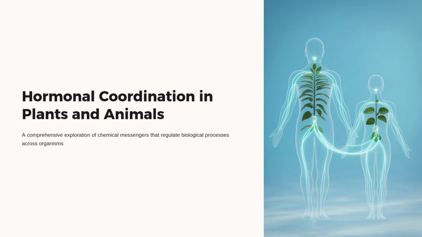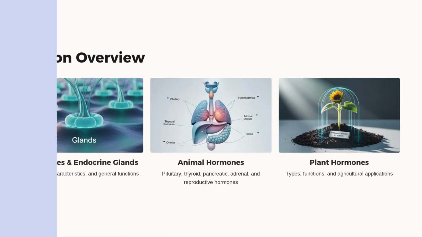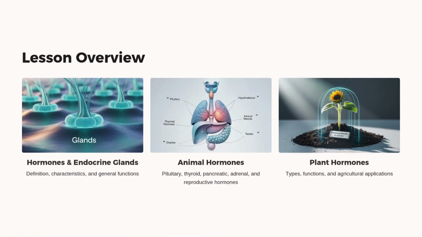Hormonal coordination in plants and animals. A comprehensive exploration of chemical messengers that regulate biological processes across organisms. Lesson overview. Hormones and endocrine glands. Definition, characteristics and general functions.